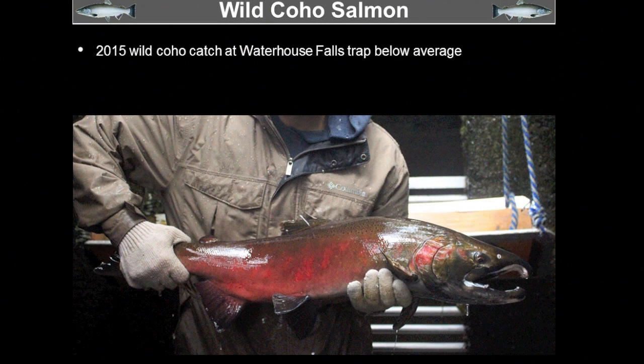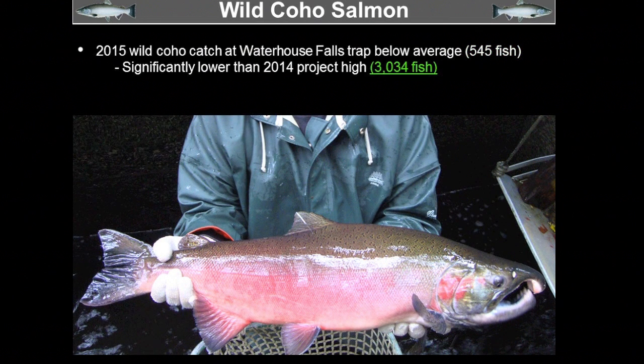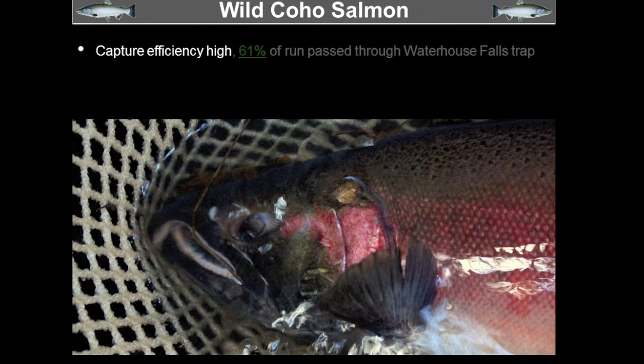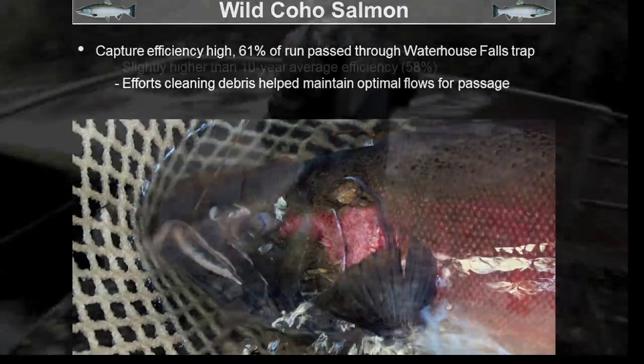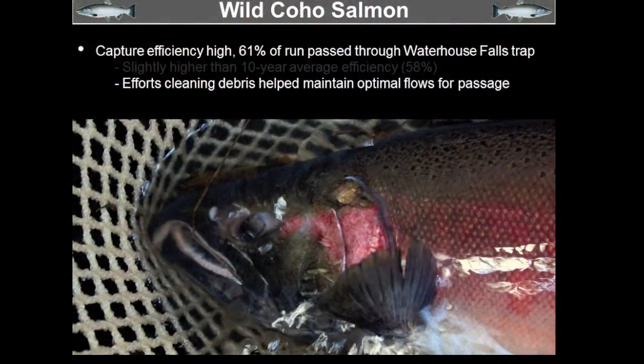The 2015 wild coho catch at the Waterhouse Falls adult trap was below average, as 545 fish were captured for the season, significantly lower than the project high of 3,034 fish captured in 2014, and well below the project average of 879 fish. Capture efficiency, however, was high, as 61% of the coho run passed through the Waterhouse Falls adult trap, slightly higher than the 10-year average efficiency for coho, and at least partly attributable to efforts cleaning debris from the traps during peak fish days that help maintain optimal flows for passage.